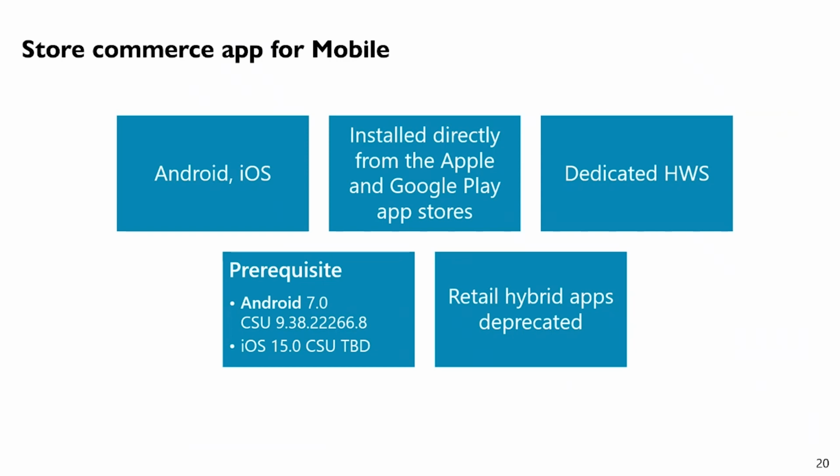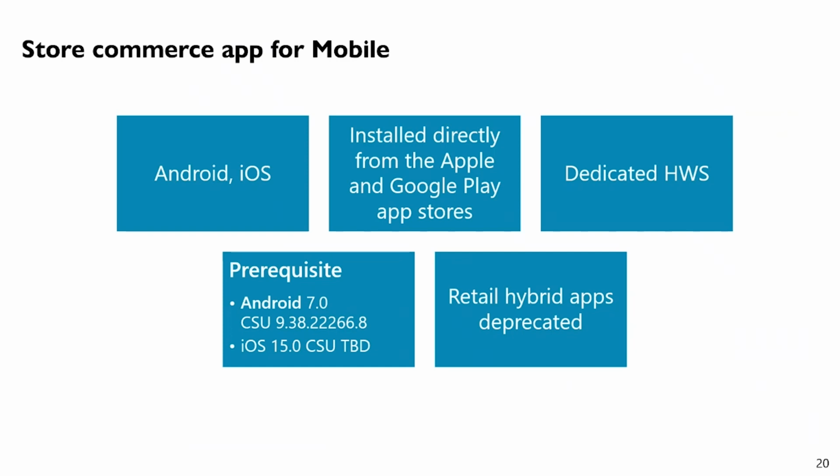The Store Commerce mobile apps use the same topology as the Store Commerce app for Windows when it's deployed in the hybrid mode. The shell application model enables the Store Commerce app to support a dedicated hardware station for direct integration with a payment terminal, printer, and cash drawer. You don't have to set up a shared hardware station to use hardware devices.